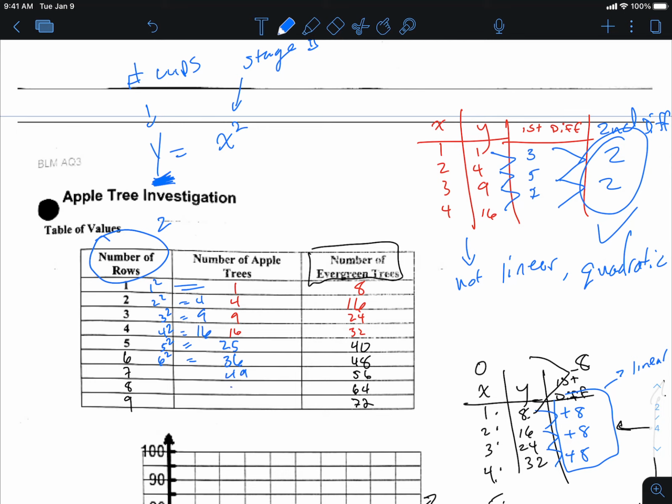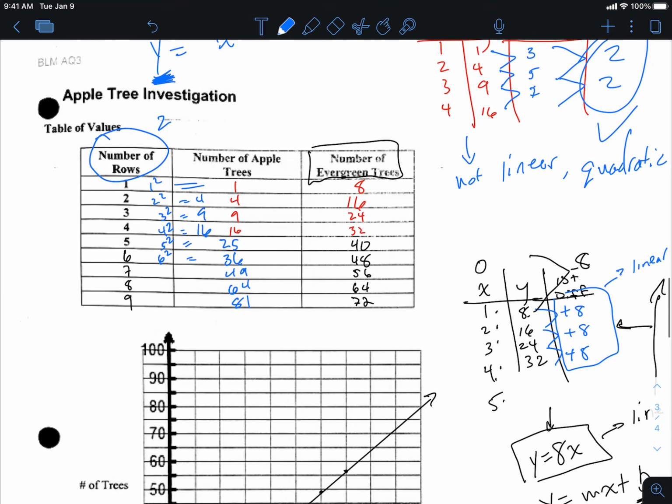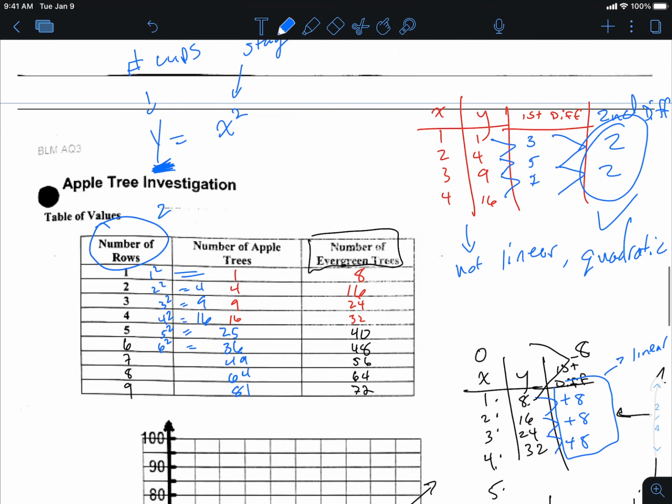49, 64, 81. Okay, now what I want you guys to do is to plot these points again and see what happens. What you're going to find is the interesting part of today's lesson: what a quadratic actually looks like. I've shown you how to prove if something's quadratic versus linear, but I want you to be able to actually produce the graphs and tell me what it looks like now.